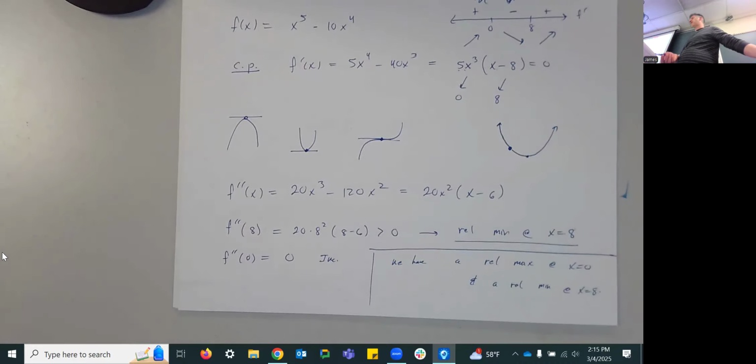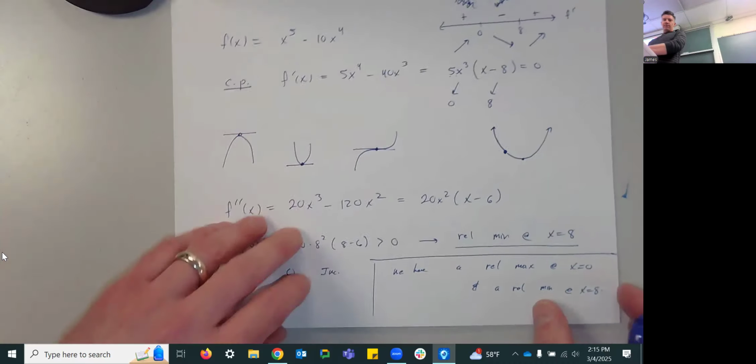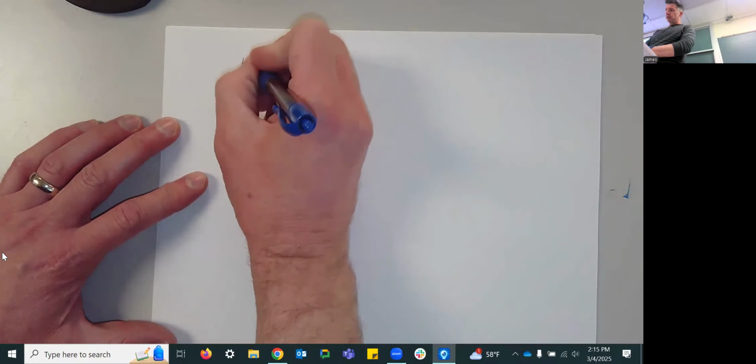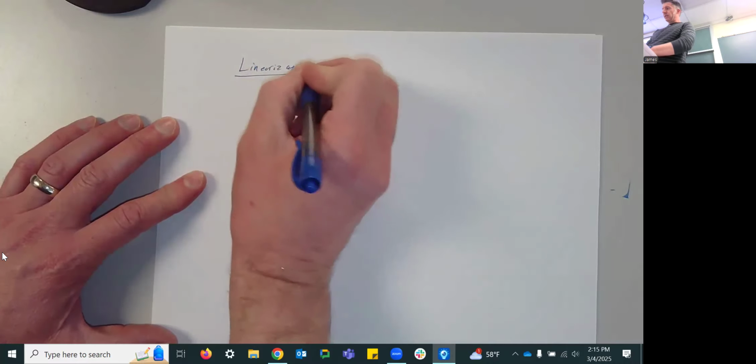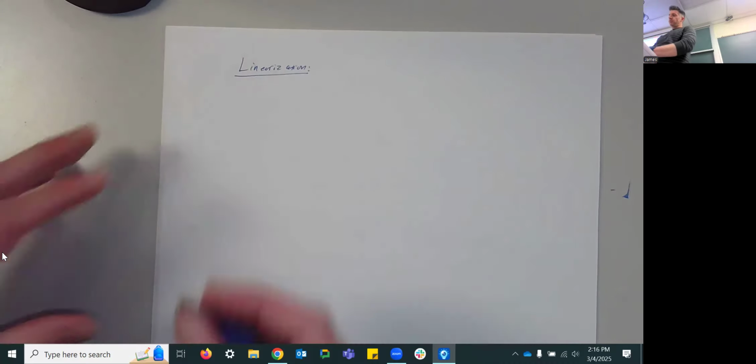So let's talk about linearization for a minute. Which, yes, we did kind of not really talk about ever. So, linearization. What is a linearization? It's a fancy way of saying find the equation of the tangent line with a little bit of extra. So, an example or two.